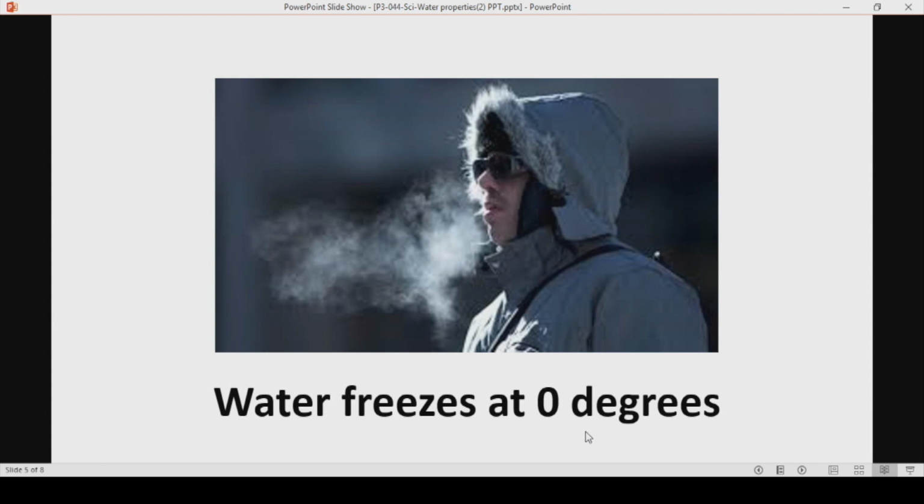Yes, you can see here, this man, very cold. You can see his breath. When he breathes, the breath leaves his body, it's warm. But when it comes into the cold, it turns into smoke. And he has to wear a big coat because he's so cold. So water freezes at 0 degrees.